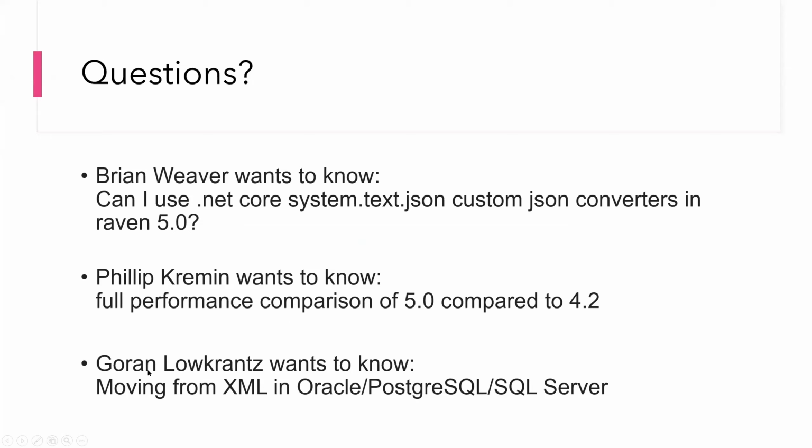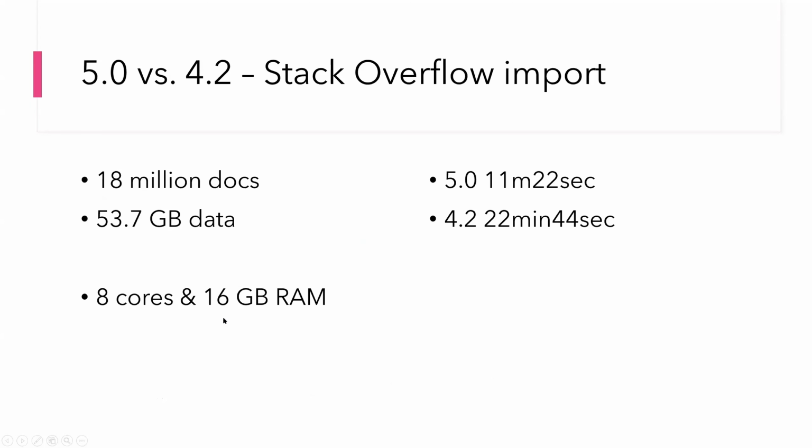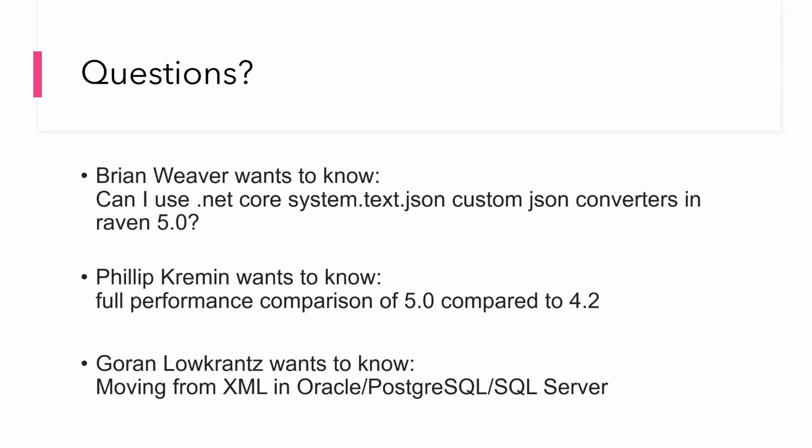Let's talk about Goran Lokrans, I hope that I'm pronouncing this properly. Moving from XML in Oracle or a relational database to Raven. The answer is that it's relatively trivial. If you need to, you can do a one-to-one transformation from XML to JSON and just throw it into RavenDB. RavenDB will accept that, and you have the ability to query and work and use the data as easily as that. So nothing really complex there.